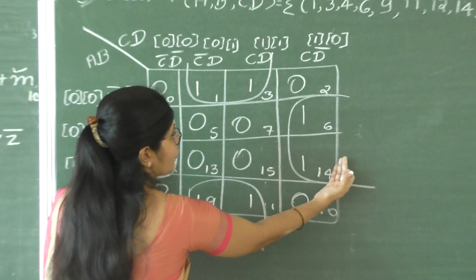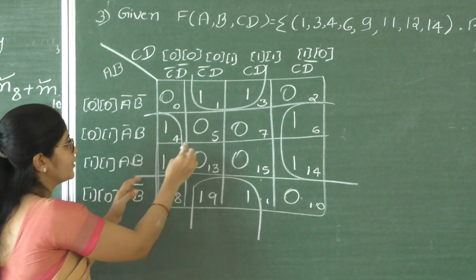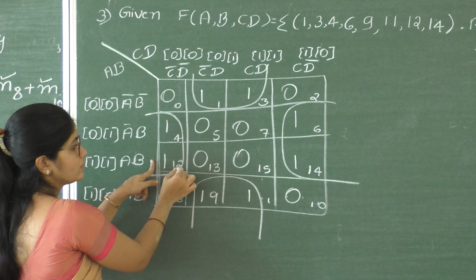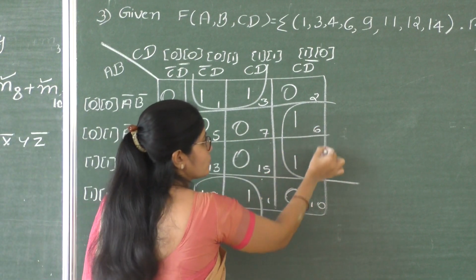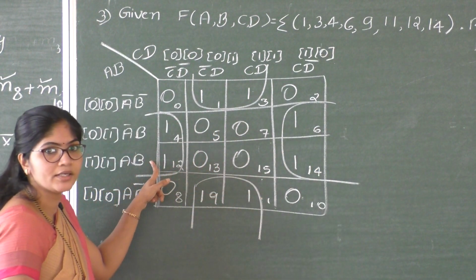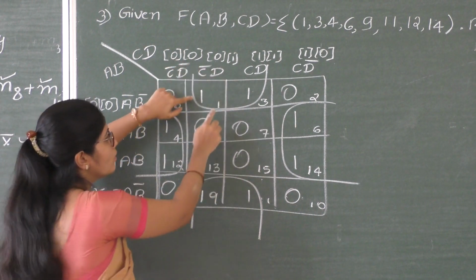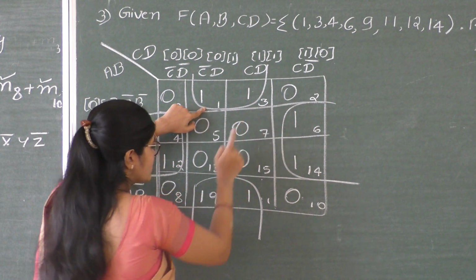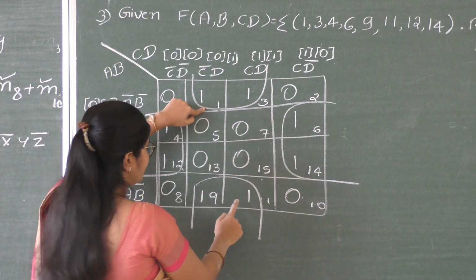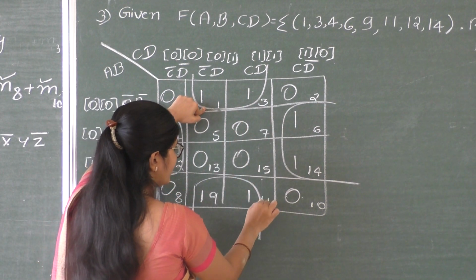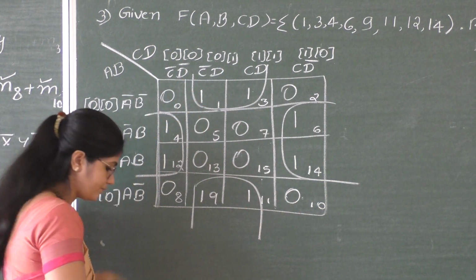When we roll the map from left to right or right to left, the 4th square, 12th square, 6th square and 14th square are adjacent. When we roll the map from top to bottom or bottom to top, the first square, third square, 9th square and 11th square are adjacent.